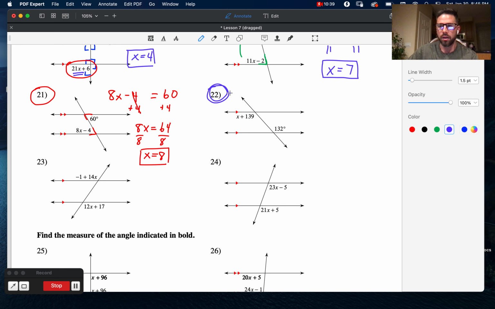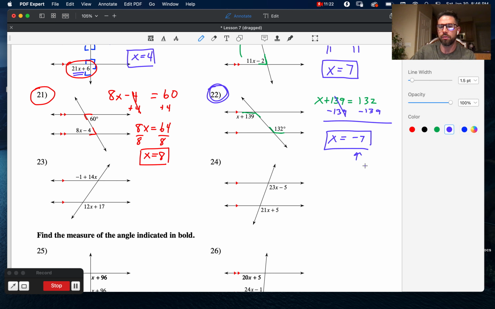Okay, let's do it. For me, I'm thinking obtuse, really open. I'm also thinking obtuse, really open. So if I have obtuse and obtuse, or big and big, that means they're going to be the same, right? So I'm going to set them equal. I'm going to set the one, x plus 139, equal to the other one, which is 132. I'm going to subtract 139 from both sides. Okay, and it looks like I have x equals -7.